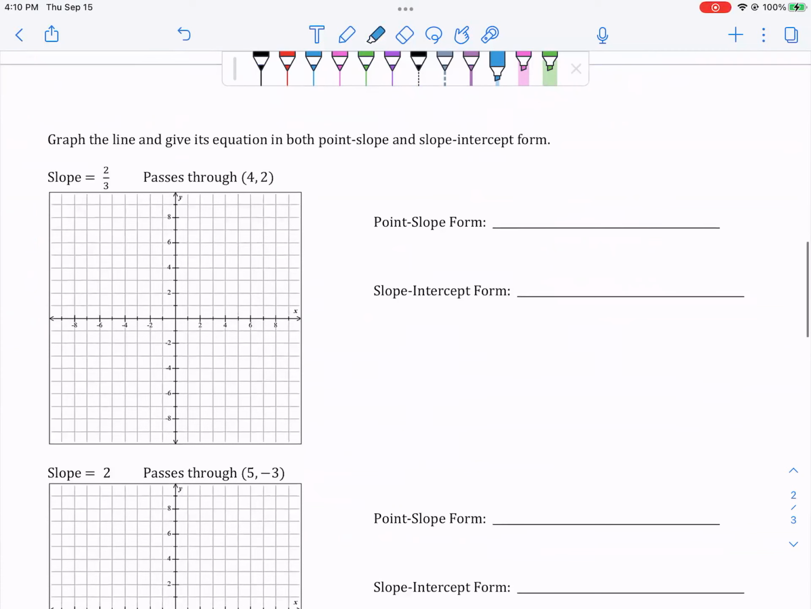All right, so sometimes we want to use this in a different way. For these problems, we're going to graph the line and we're going to give the equation in point-slope form and also in slope-intercept form. And we're going to graph it. So what do we do here?